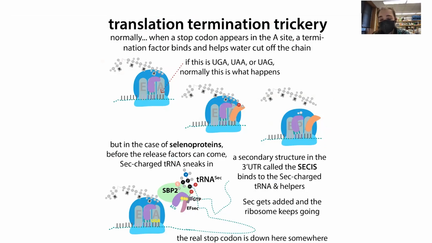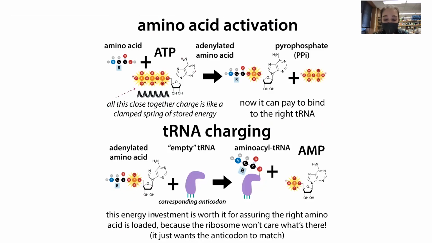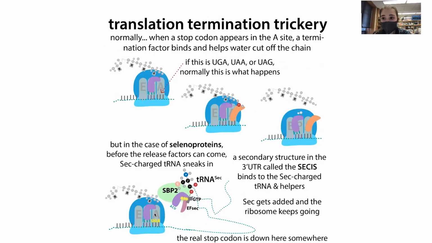That just refers to the directionality of the RNA letters. In the 3' UTR of selenoproteins, you have a special secondary structure in the RNA. RNA can fold up into hairpins and structures like this, and there's a special structure in the mRNA of these selenoproteins. This is going to allow them to use this stop codon to put in selenocysteine instead of stopping.